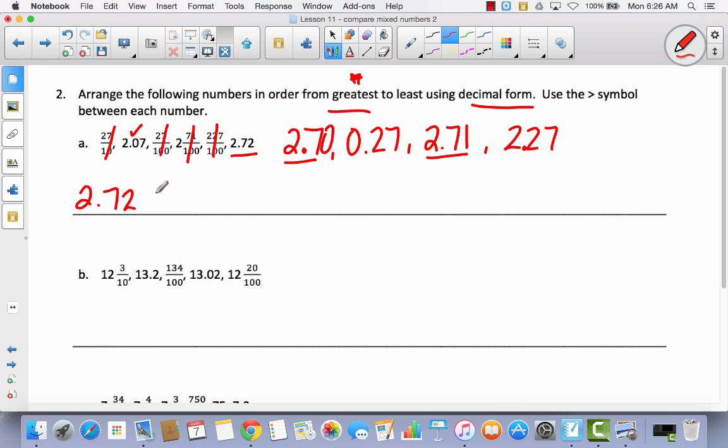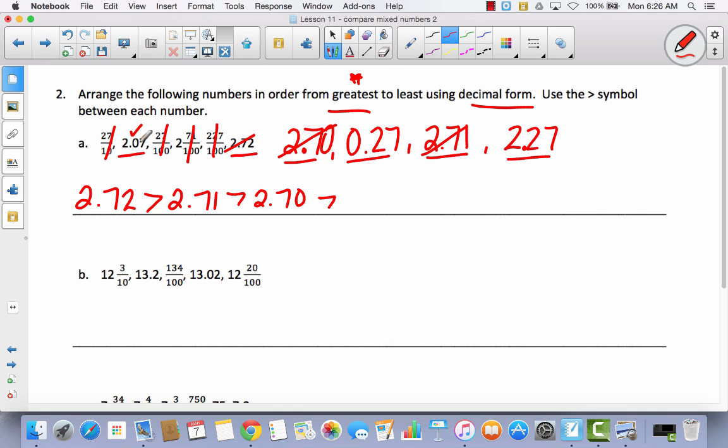So I'm going to write it first, and I have to use the greater than symbol. It is greater than 2 and 71 hundredths. And I'm just going to draw a little line through these as I use them. Oops, I haven't used that one yet. It's greater than 2 and 70 hundredths. So I'm going to mark out all three of these. I've used this one, and this one. So now I've got 2 and 7 hundredths, 27 hundredths, and 2 and 27 hundredths.